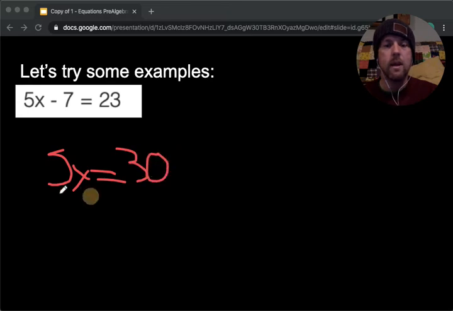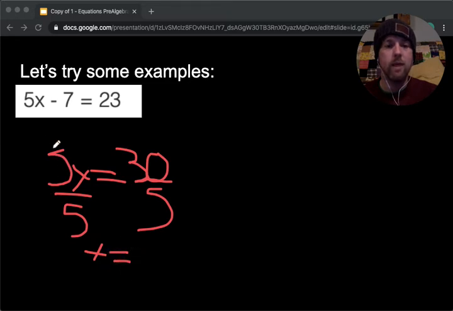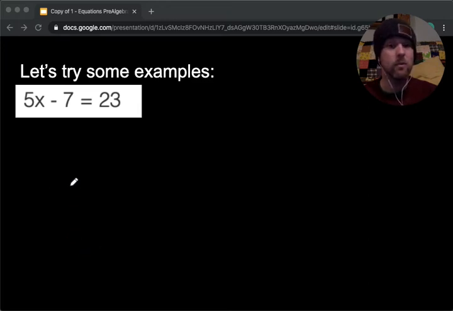I'm going to divide both sides by 5, which leaves me on one side, 5 divided by 5 gives me 1. And we know that x multiplied by 1 equals itself. So then that means x equals 30 divided by 5, which leaves me with 6.